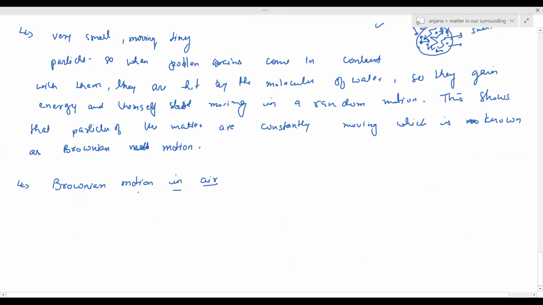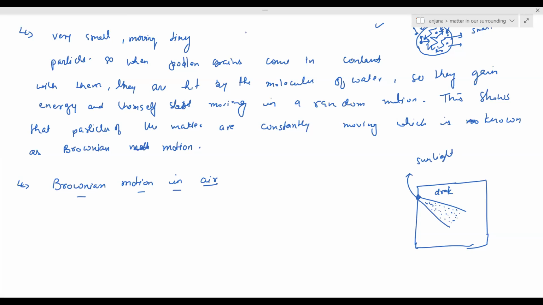Okay, next is Brownian motion in air. A lot of you might have come across this phenomenon. Suppose your room is dark, very little light, and from a corner a small hole is there and a lot of sunlight is coming in, and you see very small particles. You can observe these particles. Have you seen this? Yes, ma'am.